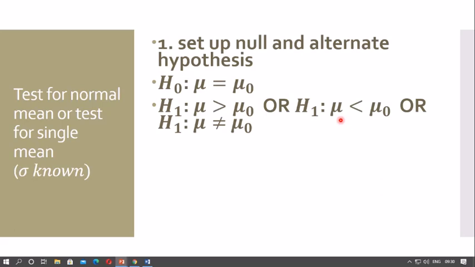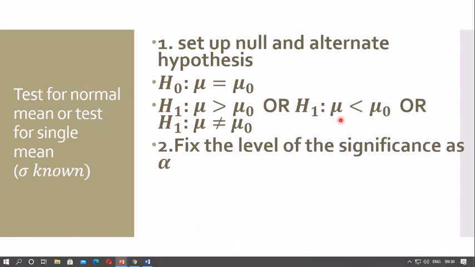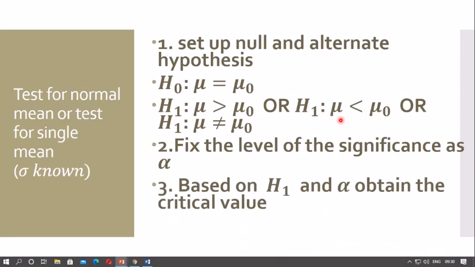Now in the second step, we have to define a level of significance or a significance level. So with regards to this particular test, that is test for normal mean or test for single mean, the level of significance is alpha. Now the third step is to find out a critical value. So how do we find out a critical value? We find a critical value based on the H1 and alpha.